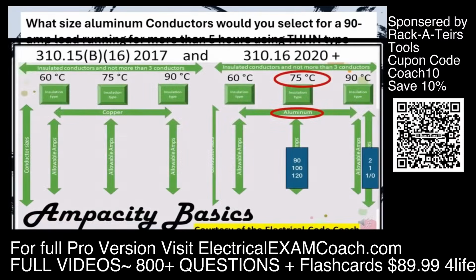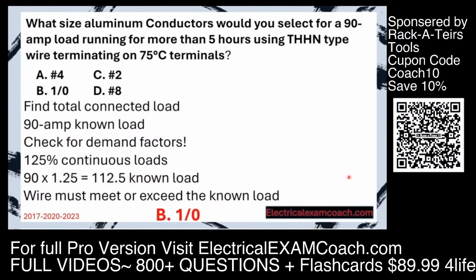We head to our primary ampacity table, but this time we have to be careful because they are wanting aluminum conductors. So we're actually going to start on the right-hand side of this table. We're in the 75° C column. We come down and we find a wire that meets or exceeds the known load, and we find out that it needs to be on a 1/0. Let's get to it.